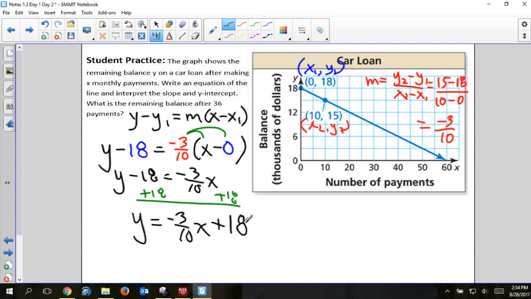So what does the y-intercept mean for this situation? What's the y-intercept mean? Well, it's the amount of your loan, because you might have had $5,000 for cash, and then you had to get the loan for $18,000. So we don't know how much the car costs, but it's the amount of your loan. That $18,000 is the amount of your loan.